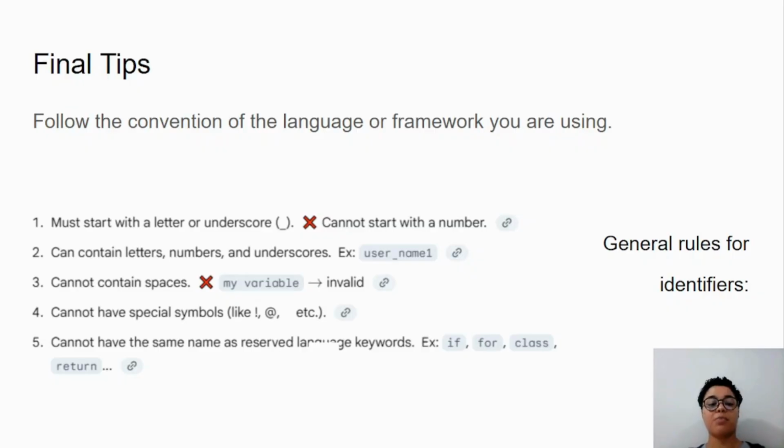4. Cannot have special symbols like exclamation symbol or etc. And 5. Cannot have the same name as reserved language keywords. Each language has its own reserved keywords, like if, for, class, and return. So it depends on the language you're using.